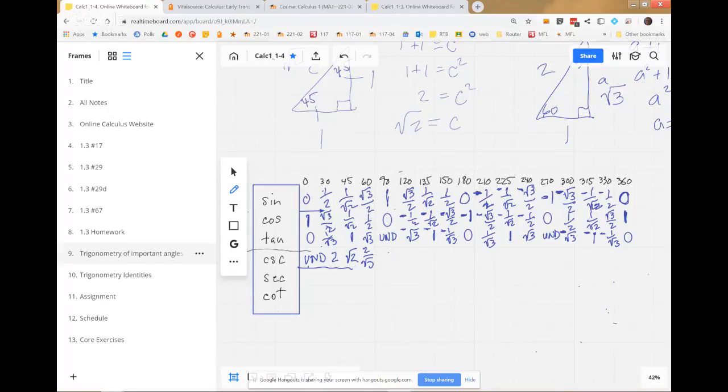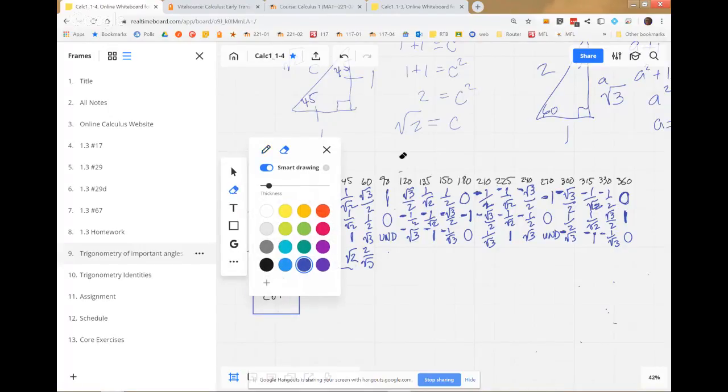That's supposed to be a 3 down there. You can't tell. Okay. Reciprocal of 1, 1. 2 over square root 3. And by the way, the reciprocal thing works even with... got to do that better. Reciprocals don't change signs, so we can basically mimic the sign.